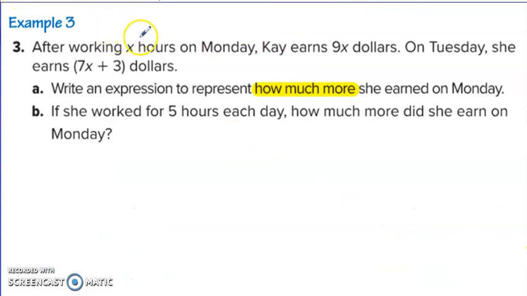After working X hours Monday, Kay earned $9X. On Tuesday, she earned 7X plus $3. Write an expression that explains how many more she earned on Monday. So we're going to take 9X and we're going to subtract the 7X plus 3. Let's go ahead and do that.